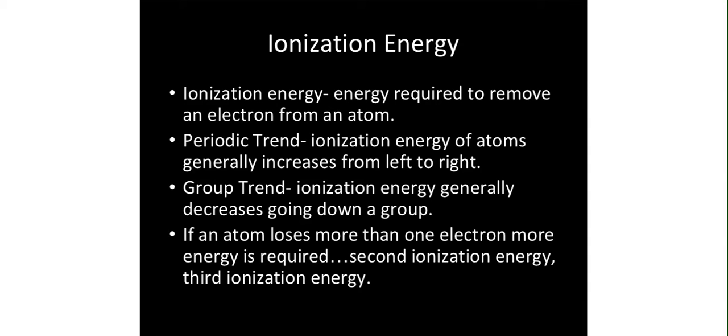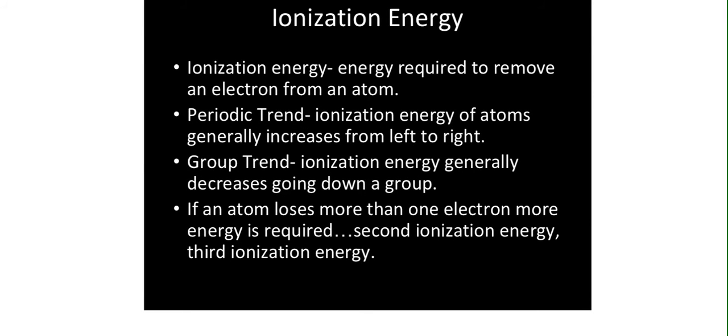We are not going to spend a lot of time talking about shielding, and I really just want you to know the periodic trend and the group trend. But one thing I do want you to know is that if an atom loses more than one electron, more energy is required. Let's say an atom has the capability to lose 1 electron, 2 electrons, or 3 electrons. In that case, there are different levels of ionization energy. If an atom loses 1 electron, it is just known as ionization energy.